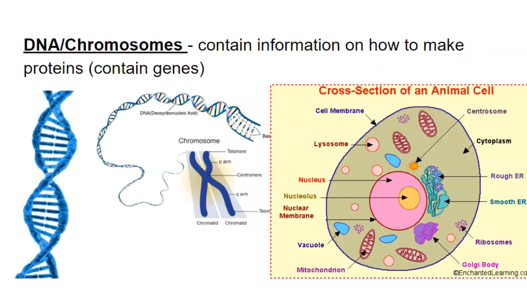All right, write this down. The first thing we're going to talk about are DNA and chromosomes. So DNA and chromosomes contain information on how to make proteins. If you hear people talk about their genes or their genetics, okay, what they're really talking about is their DNA. So the DNA has your genes.